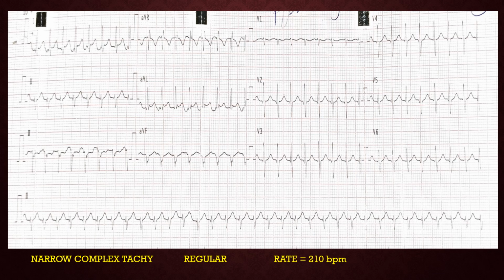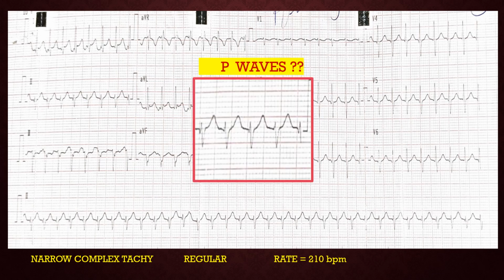So whenever there is a very fast tachycardia, we need to look at certain complexes very carefully, and one of them is the P waves. Now what we can see on the ECG, are there any clear-cut P waves visible or not? So I have zoomed in one of the leads to identify these P waves. We can see that the QRS complexes, although they are very clearly seen, and we can also see the T waves, but we cannot see an obvious P waves.